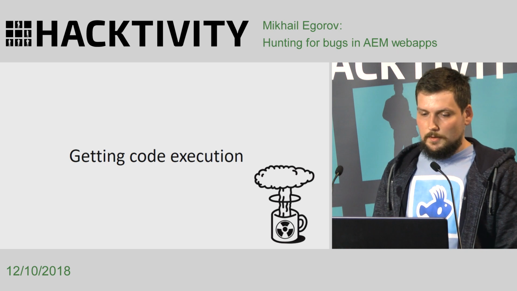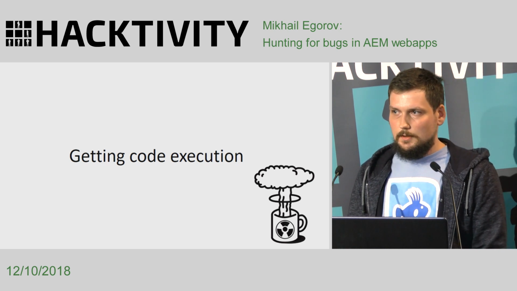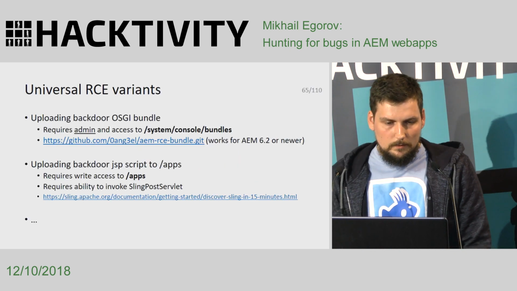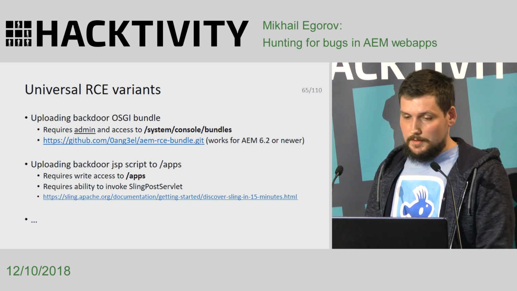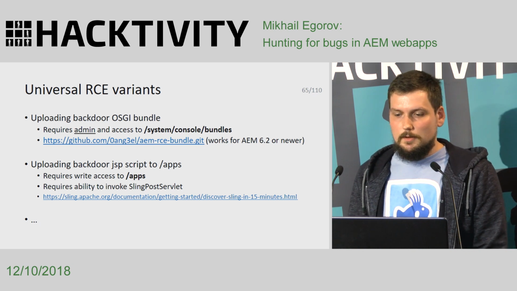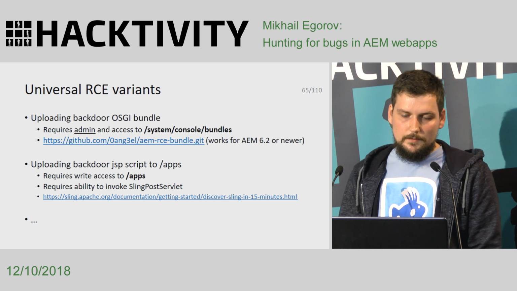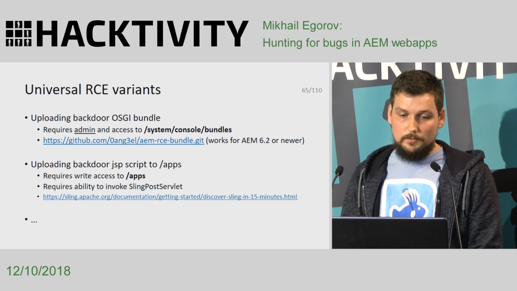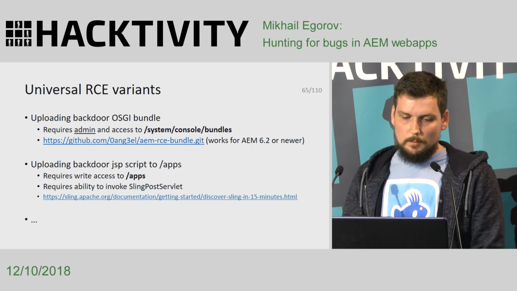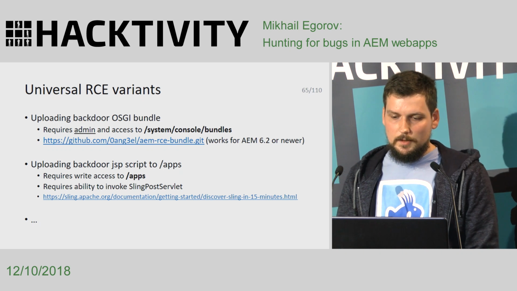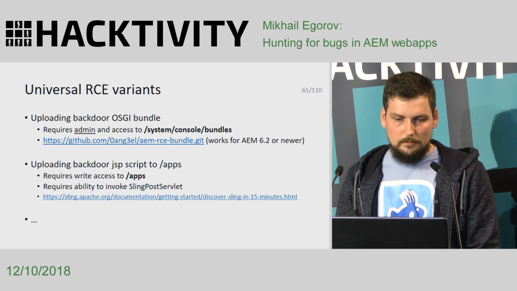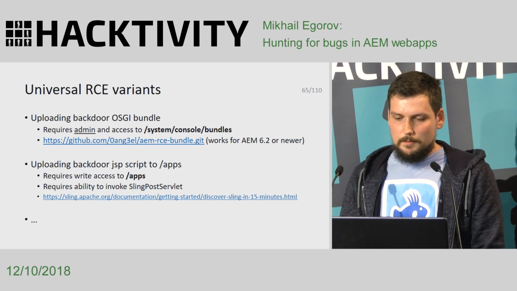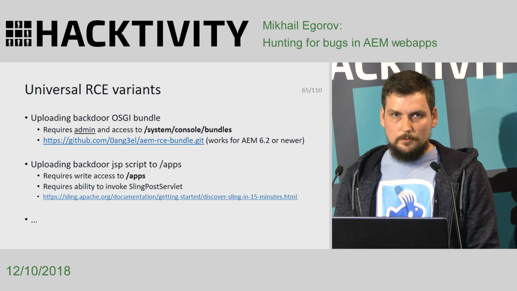Now I'll show you some universal ways to get RCE in Adobe Experience Manager. I know two universal ways to get RCE. The first one is by uploading a backdoor OSGI bundle. The second one is by uploading a backdoor GSP script to the apps node. To upload an OSGI bundle, you have to be admin and have access to the root System Console bundles. I've made a backdoor OSGI proof of concept for AEM version 6.2.